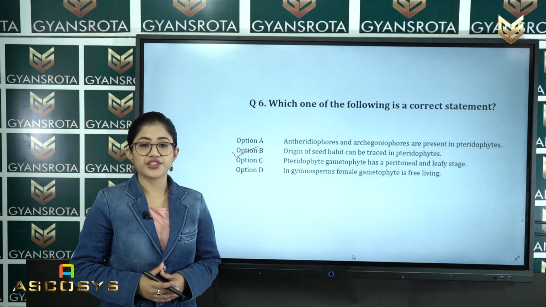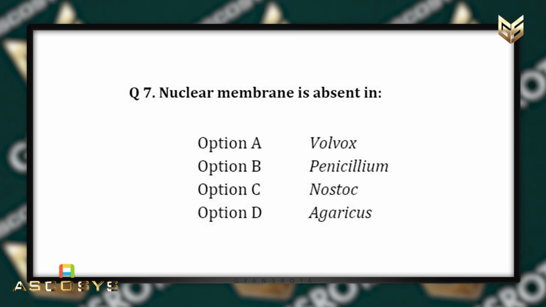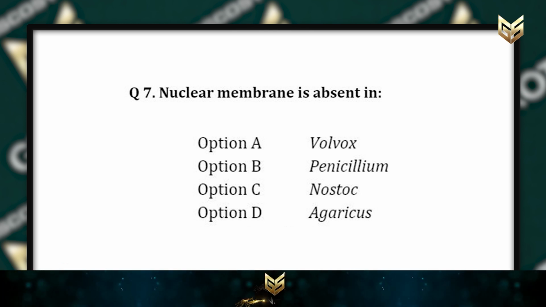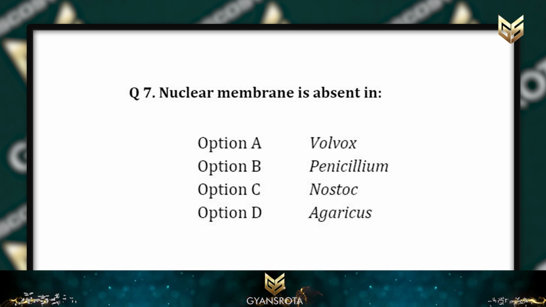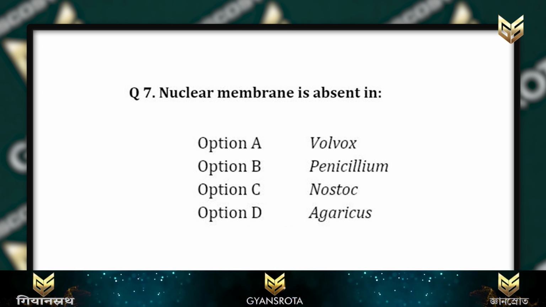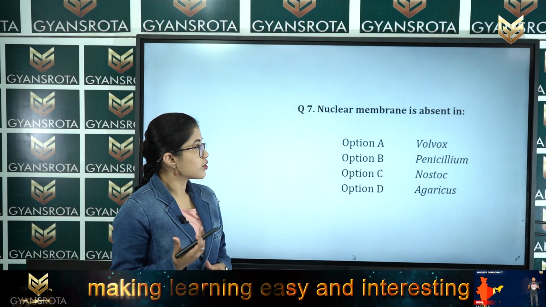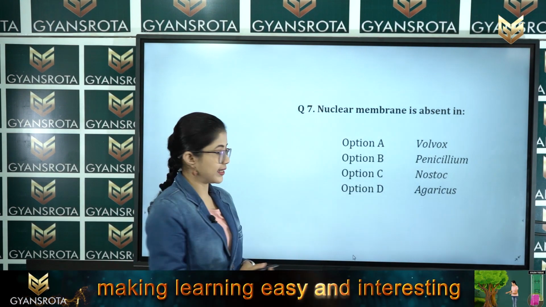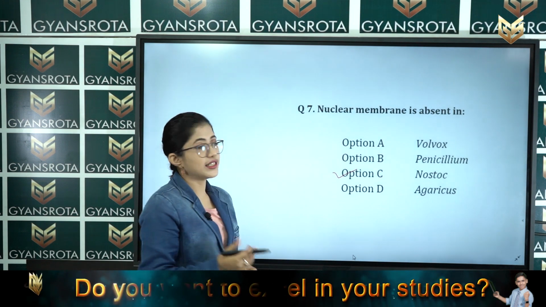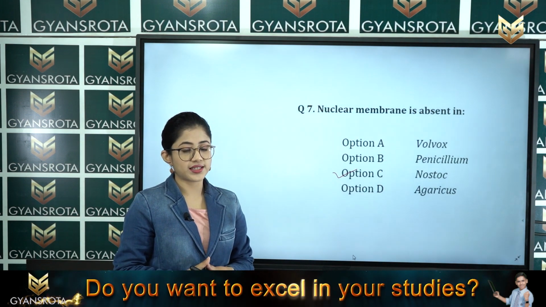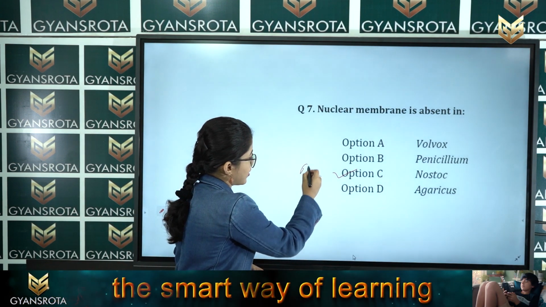Now, let's see the next question, that is question number 7. Nuclear membrane is absent in: option A, Volvox; option B, Penicillium; option C, Nostoc; and option D, Agaricus. This is also from the chapter Biological Classification. So, what is the correct answer? This is a very easy question also. The correct answer is option C, that is Nostoc. Nostoc does not have a nuclear membrane because they are prokaryotes, right?